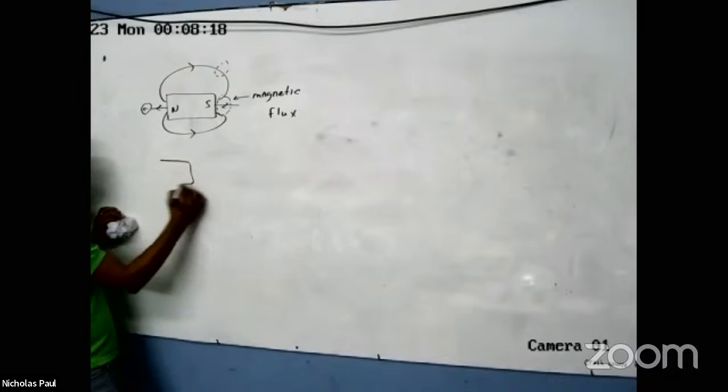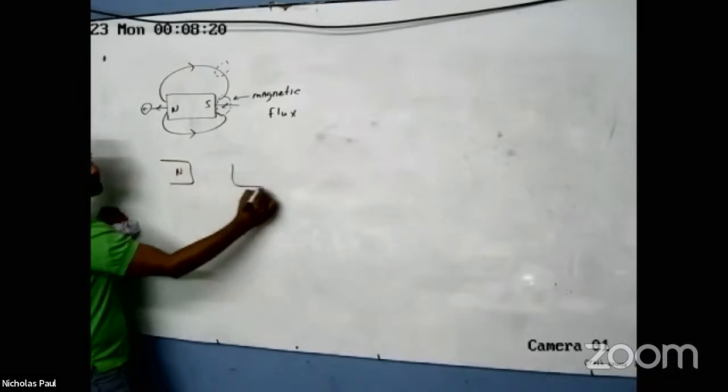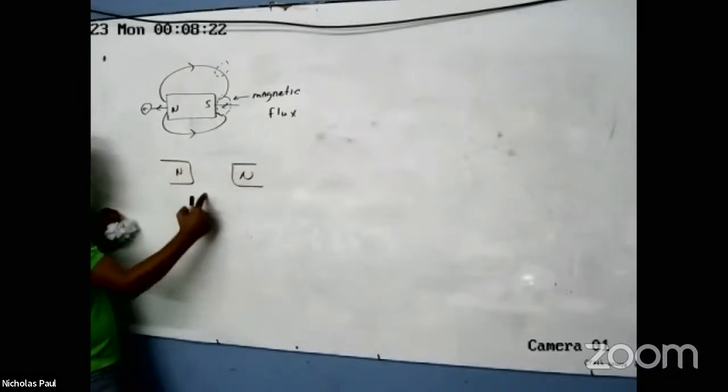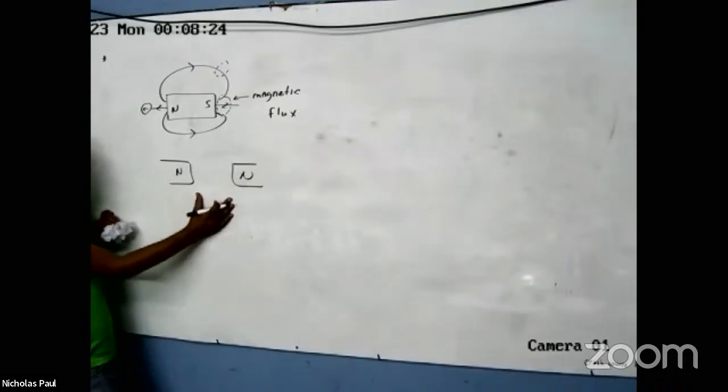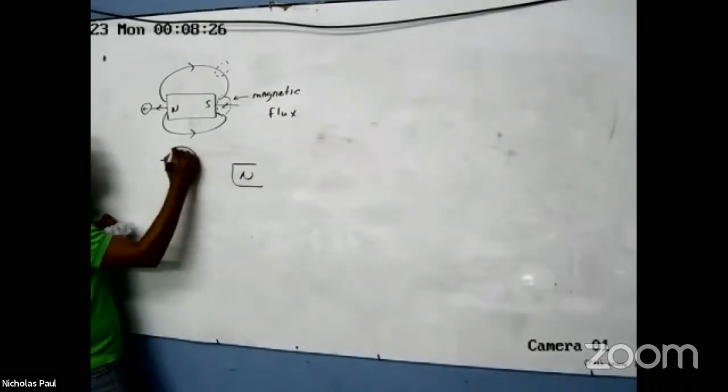What do we know about like poles? Like poles repel, right? So the magnetic field lines will not interact. So they would move away, right?